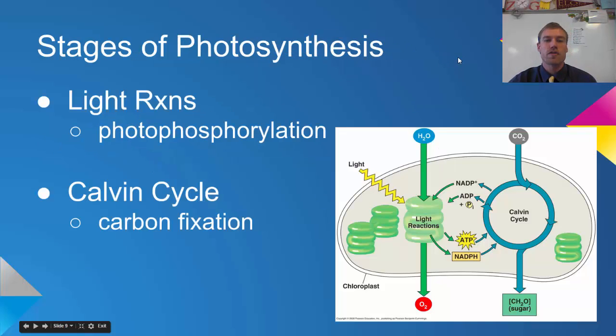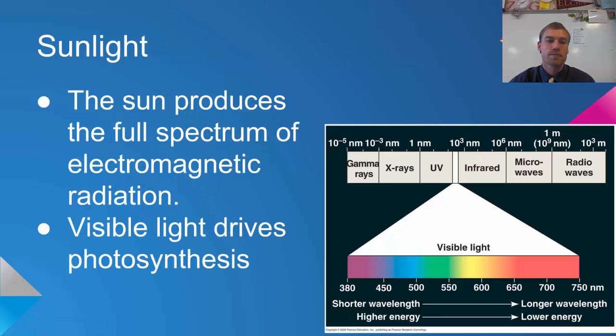There are two main stages of photosynthesis. We've got the light reactions, also known as photophosphorylation, and then we've got the Calvin cycle, which is carbon fixation. Photophosphorylation, we've talked about this before, right? Phosphorylation is the idea of us taking ADP and turning it into ATP. We've talked about substrate level. We've talked about oxidative. Now we're going to talk about photophosphorylation.